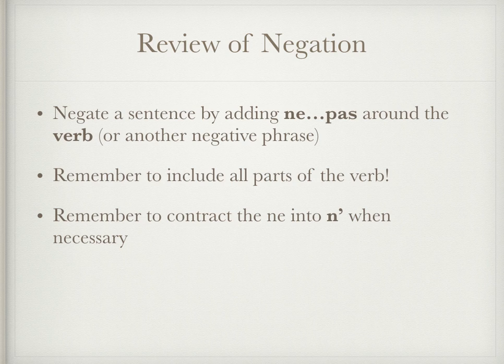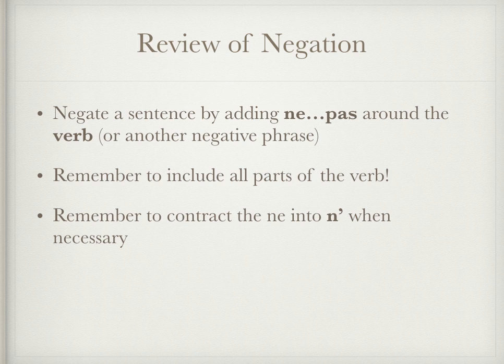Before we can worry about negative commands, let's do a quick review of how we negate sentences. So we always negate a sentence by adding a ne pas around the verb, or another negative phrase. It doesn't actually matter if it's ne rien, ne jamais, ne pas encore. Any of those other negative phrases work the exact same way. We start with a ne, then we have our verb, and then whatever our final chunk of that negative phrase is, in most cases, pas.